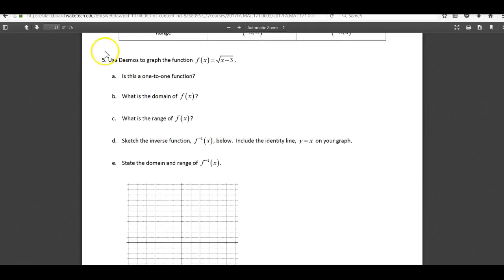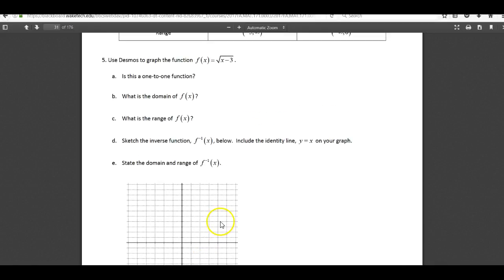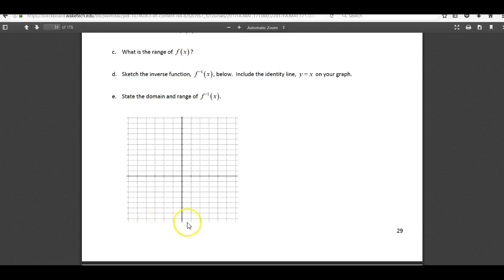So when someone posted on this problem, they didn't get the inverse function correct, but I think they were confused on how to graph it on the discussion board. You don't know the equation, so how do you put it into Desmos to graph it? Notice that it says sketch the inverse function below, include the identity line y equals x on your graph. So for a problem that asks for a graph when you don't know the equation, in this case, you could just sketch it in your lab manual and then use the snipping tool to paste it into your post.